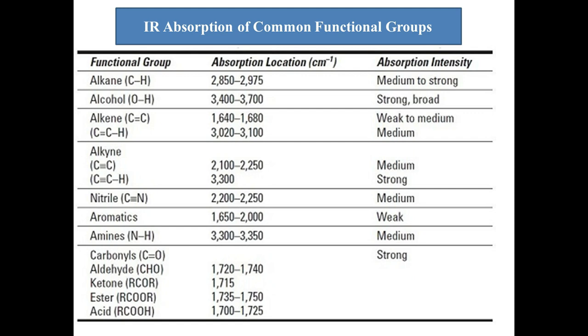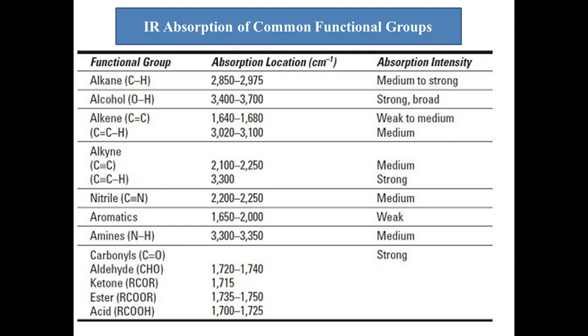The alkane C-H absorption is in the range 2850 to 2975, medium to strong. Alcohol is 3400 to 3700, a strong band. Alkene carbon-carbon double bond is in the range of 1640 to 1680, weak to medium, and 3010 to 3020 is medium. Alkyne carbon-carbon triple bond is 2100 to 2250, medium, and 3300 is strong to medium. The nitrile, meaning cyanide group, appears at 2200 to 2250, medium. Aromatic at 1650 to 2000 is a weak band. For amine groups, the NH stretching vibration appears at 3300 to 3350, medium.